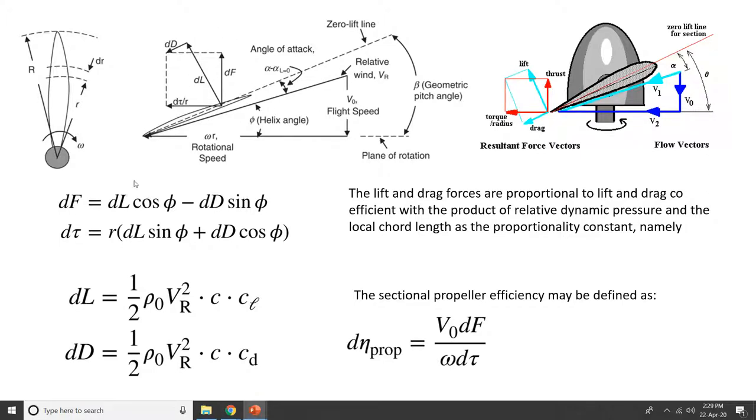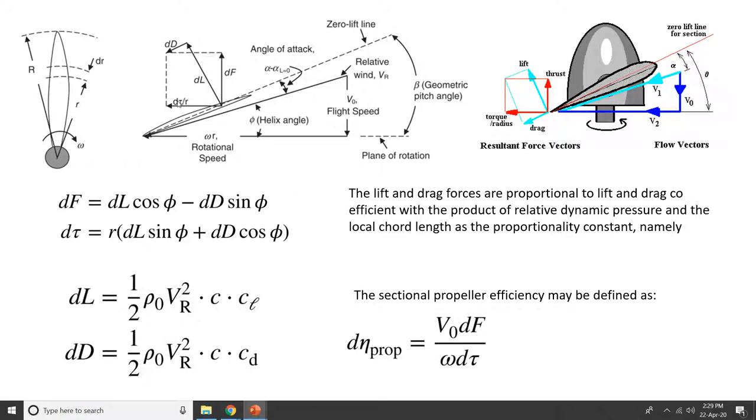Okay, so in that case, if you want to take the whole dF, you'll have two components, cos theta and sine theta. So the cos component for this dF will be dL, so dL cos phi. Since drag is negative on the other axis, minus dD sine theta. Why is it minus? Because for this phi, this is opposite, and for this phi, this is adjacent. And the definition of cos is adjacent by hypotenuse, and sine is opposite by hypotenuse. So hypotenuse is dF. So dL cos phi minus dD sine theta. The overall thrust generated is given like this.